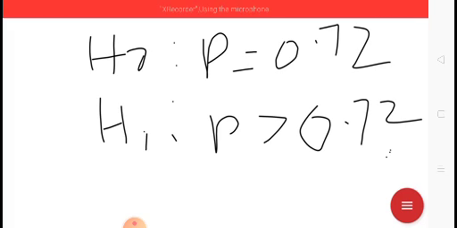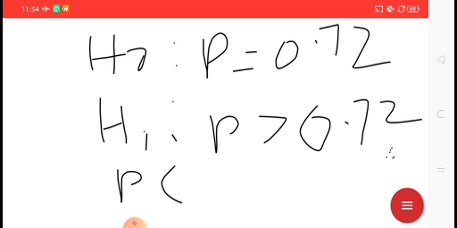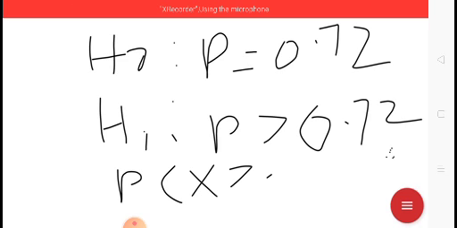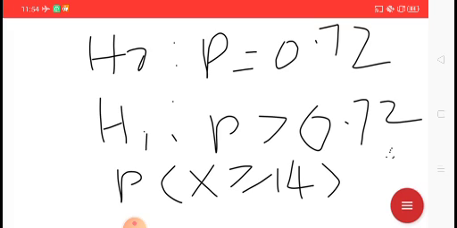So if you want to test this question, don't forget what you need to do. This is larger. Larger means you need to test the upper side, right? Upper side means you need to find the probability of P(X ≥ 14). Since you found 14, 14 must be included in your testing region. So what you need to find is P(X ≥ 14).